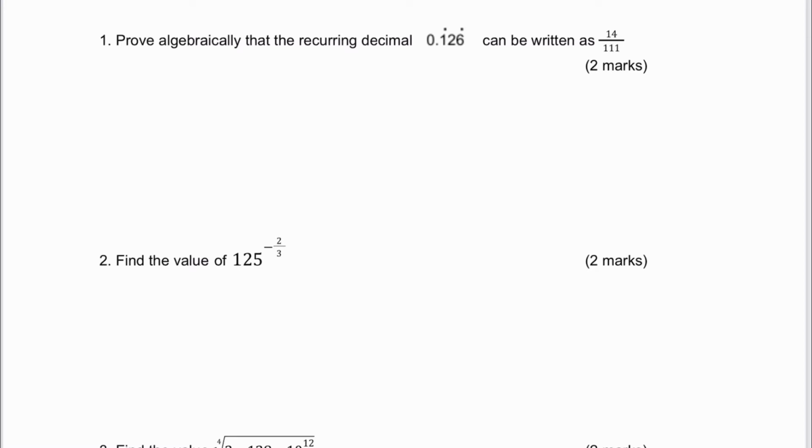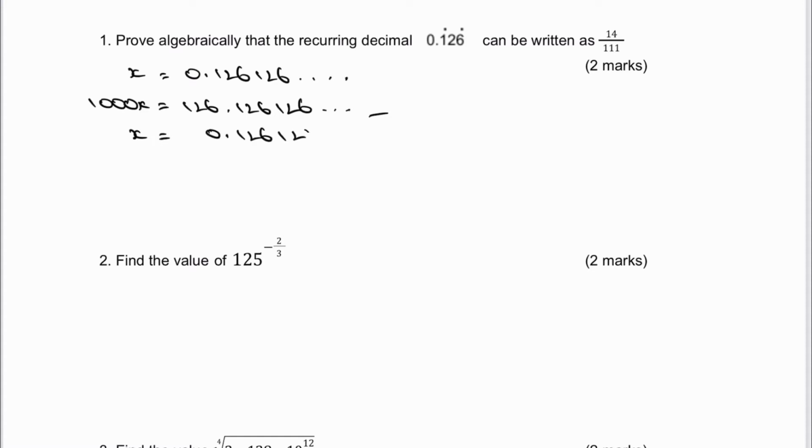Okay, so prove algebraically that the recurring decimal can be written as that. So basically what I'm going to say is that x equals 0.126126 recurring, which also means I can write 1000x equals 126.126126 and so on. Now if I take away the value of x, the whole idea is that I get rid of the recurring part of the sum.